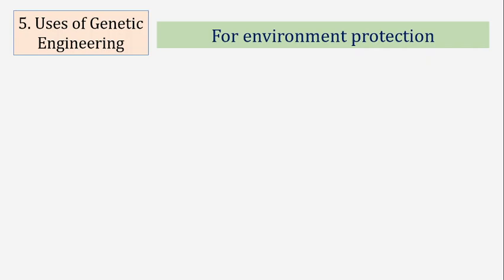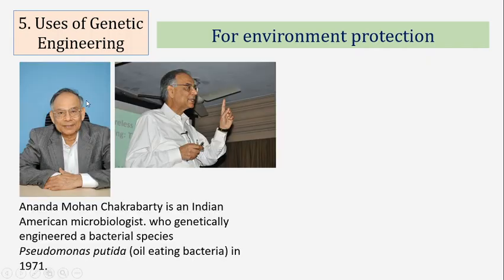For example, in your book, you see the name of Ananda Mohan Chakraborty, an Indian American microbiologist who genetically engineered a bacterial species called Pseudomonas putida, which can degrade oil spills on water or soil, and he discovered it in 1971. So what is the use of it?